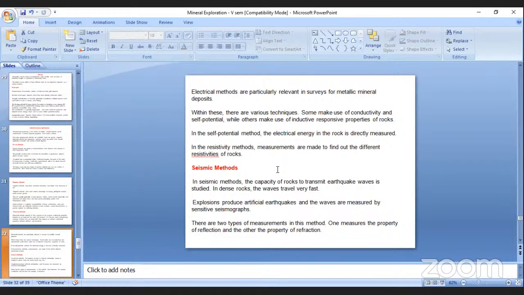Some explosives are also used, producing artificial earthquakes. The waves are measured by very sensitive seismographs. There are two types of methods in this one: one is the reflection method, and the second one is the refraction method. Based on this property, we can very easily say which type of ore mineralization the rocks have.